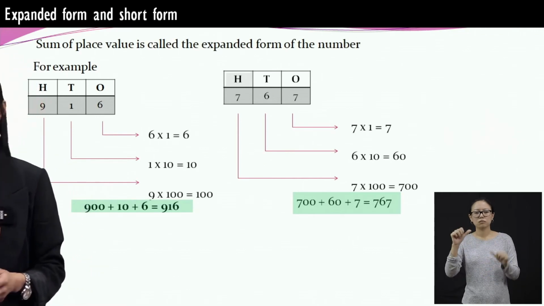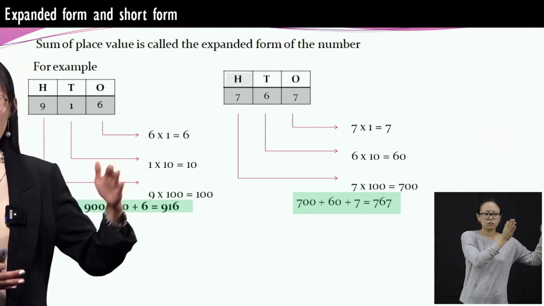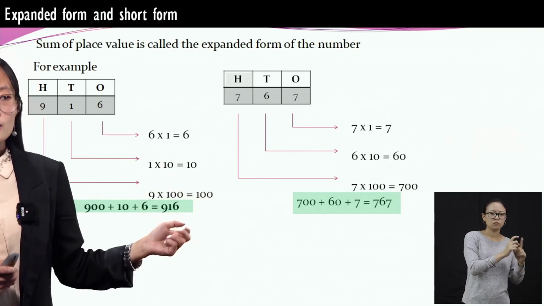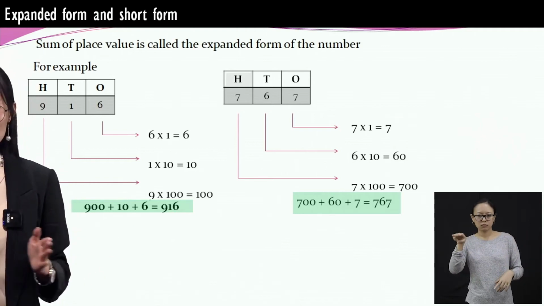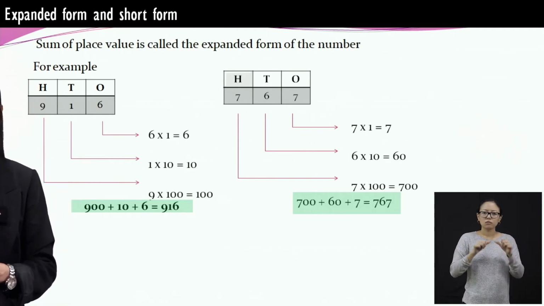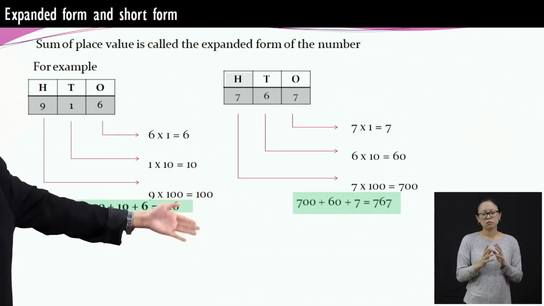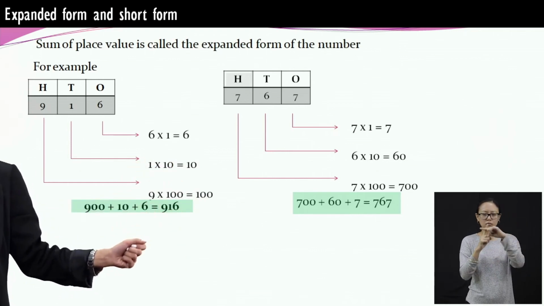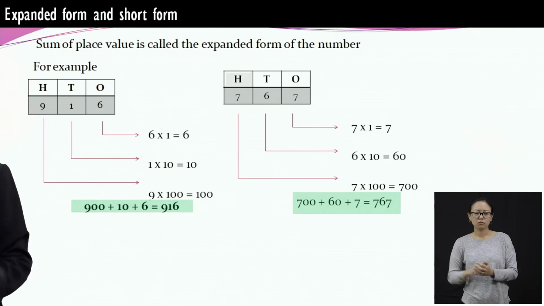Next we have 7 again, but here 7 is in the hundreds place. So multiply with 100. 7 into 100 is 700. So how do you write it? 700 plus 60 plus 7. So expanded form is simply a sum of place values.